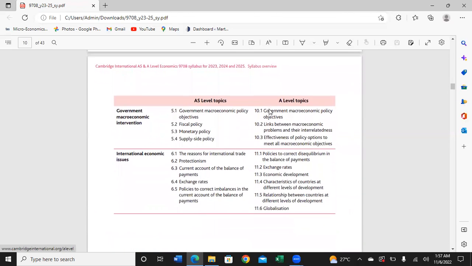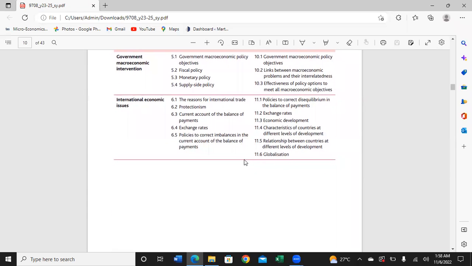Now in the fifth unit we find government macroeconomic intervention. Previously we were studying micro intervention. Now it is macro, like fiscal, monetary and supply side policies. These are the policies used by the macroeconomic managers of the country to affect the macroeconomic variables. So this is government macroeconomic policy objectives; in A2, links between macroeconomic problems and their interrelatedness, effectiveness of policy options to meet all macroeconomic objectives.